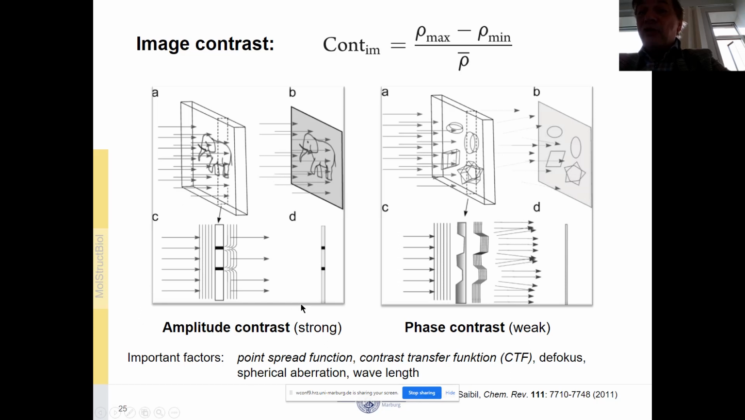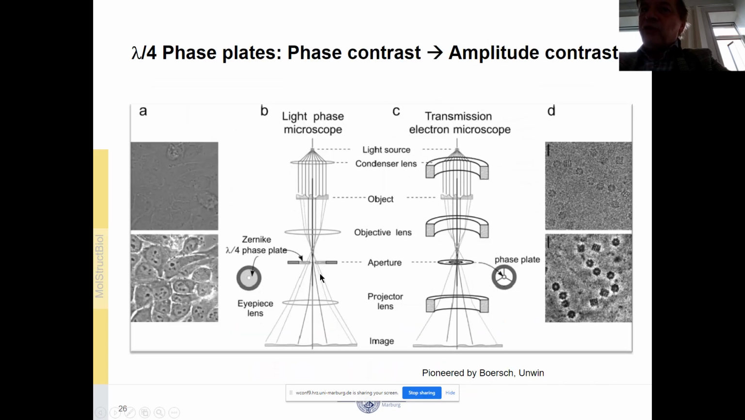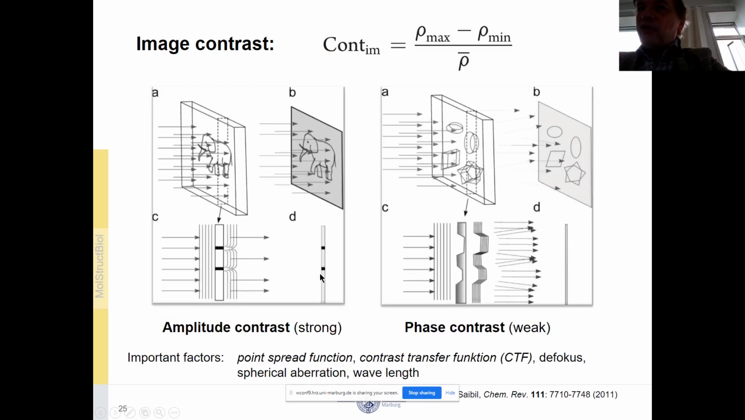It's actually where you see amplitudes coming up, where something is thick here, something is thin there, and you get a very strong contrast. There's a different kind of contrast. It's a so-called phase contrast.